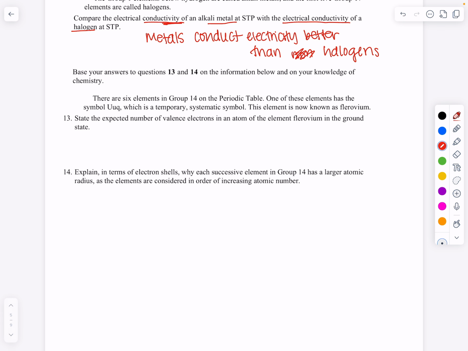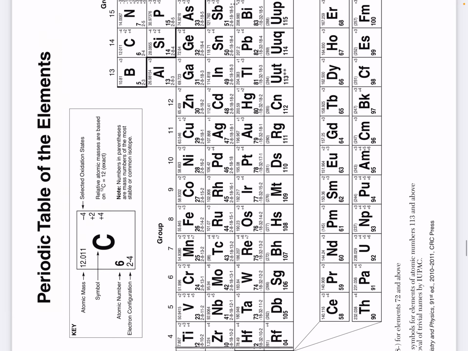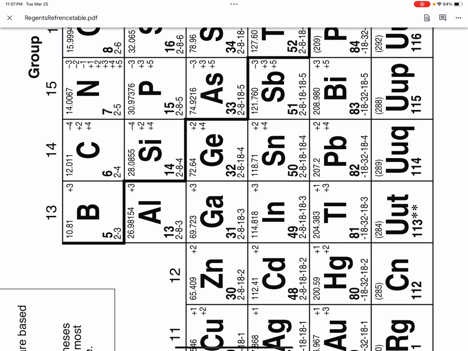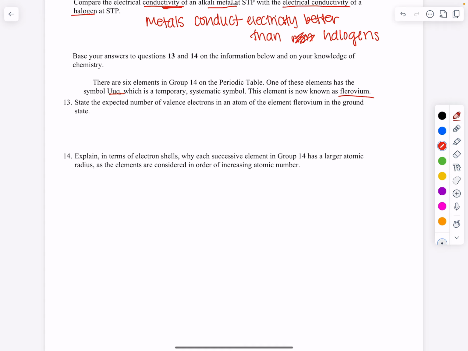13. There are 6 elements in group 14. One of these elements has a symbol UUQ, which is a temporary symbol. It's known as flerovium. State the expected number of valence electrons for an atom of this element in the ground state. Well, it's in group 14 of the periodic table. What do I notice about group 14? Check out the electron configuration: 4, 4, 4, 4, 4. 4 valence electrons for all of them. So UUQ also has to have 4 valence electrons.